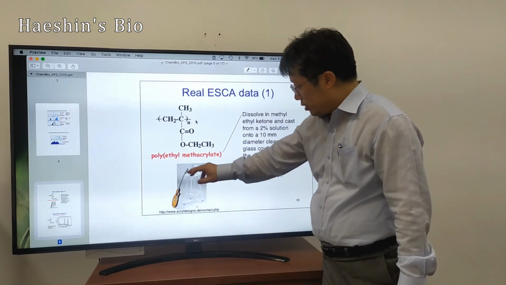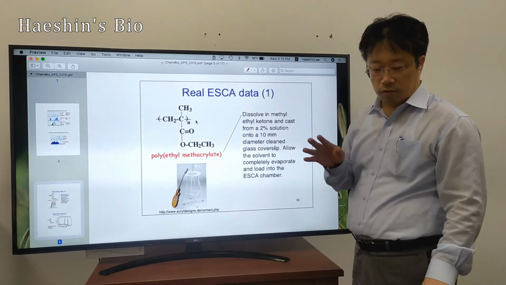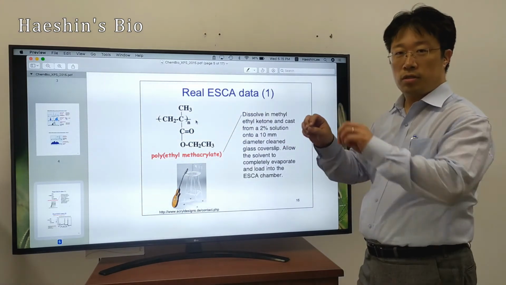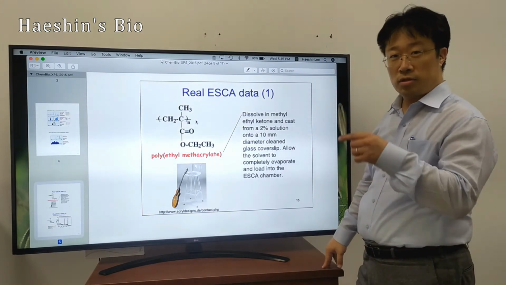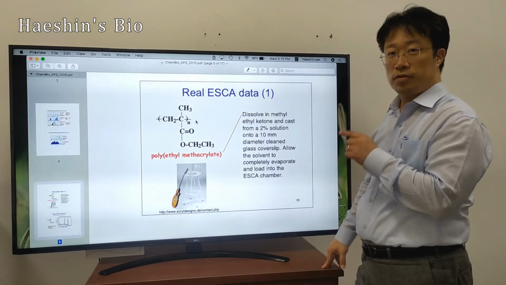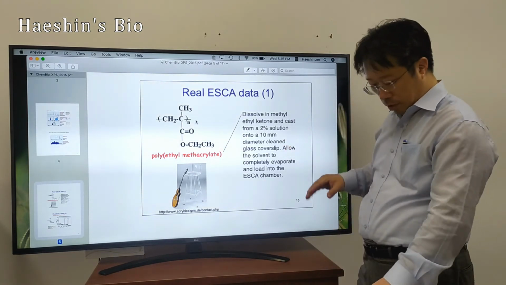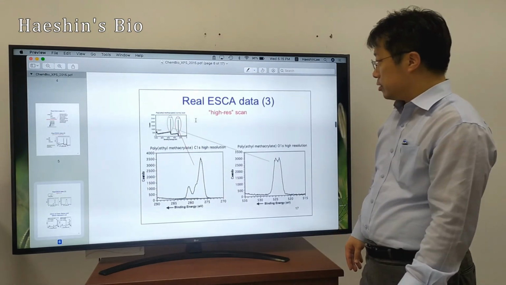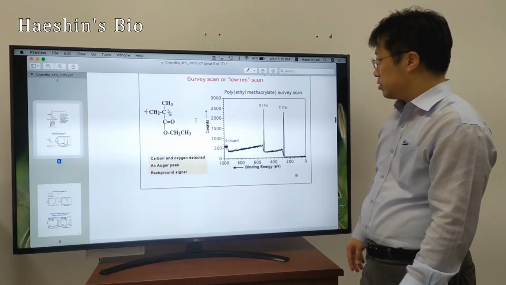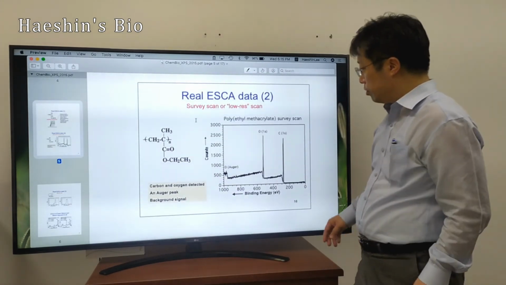So you take the material and cut a piece of it, and then you clean the surface because there's always dust in there. You don't want to analyze the dust, because XPS is a very, very surface-sensitive technique. So you clean it very well, then you put it into the XPS and run it. Then this is what you get from this sample.